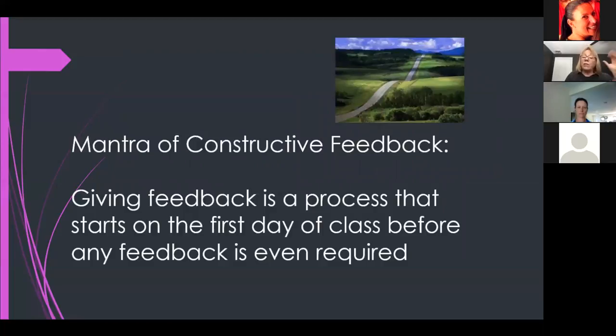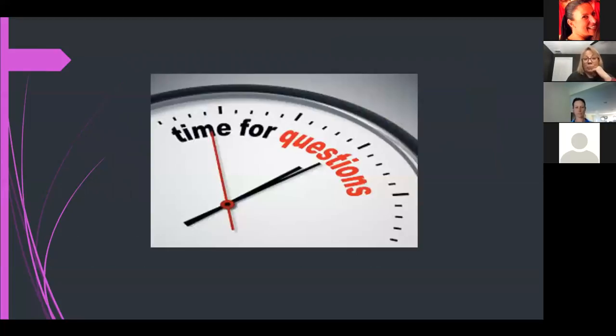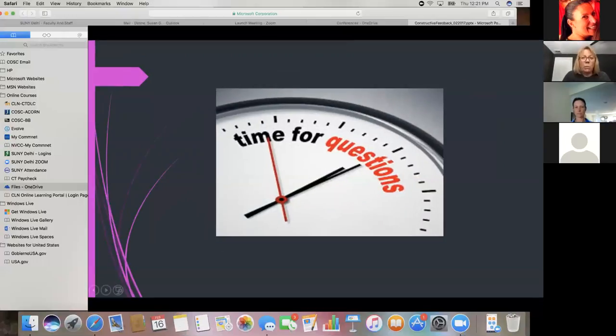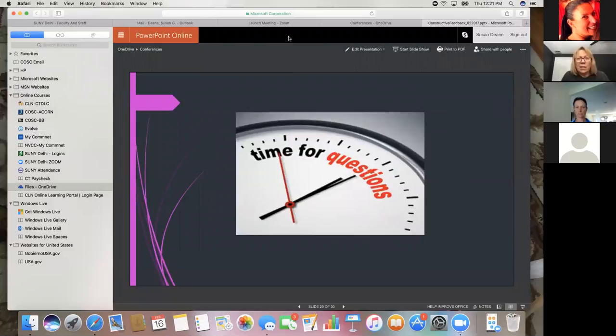The mantra of constructive feedback really is giving feedback as a process that starts on the first day of class, before any feedback is even required. It really is setting the foundation and then following through with it for the entire semester or session. I know I'm quick here, but I want to stop sharing for a second and share with you my personal experience with this philosophy.